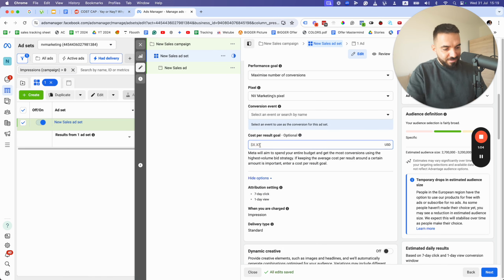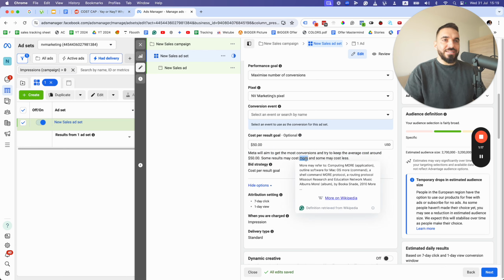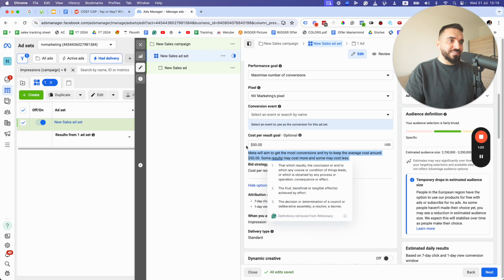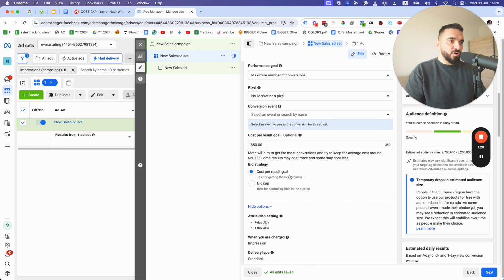And if you set $50 per day, Meta will aim to get the most conversions and try to keep the average cost around 50. Some results may cost more and some results may cost less, and this is what they mean by cost per result. Here you can change the strategy. You can do cost per result or you can do bid cap, and the bid cap goes like this. Meta will try to get the most conversions without bidding more than $50 in any auction.